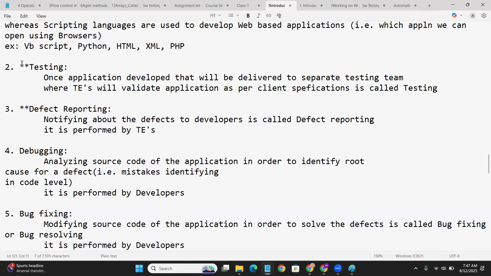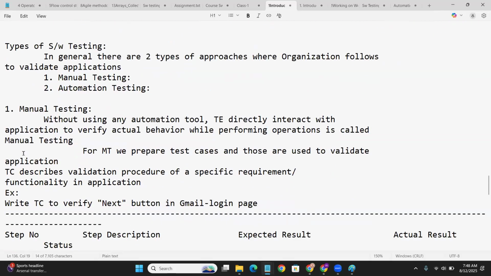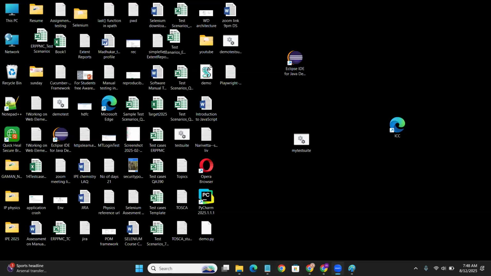Now, as a test engineer, the major activities we do are testing and defect reporting. These are the two activities related to our job. Now, if I go for types of testing, in general, we have two ways of performing testing. One is called manual testing, the other one is automation testing.